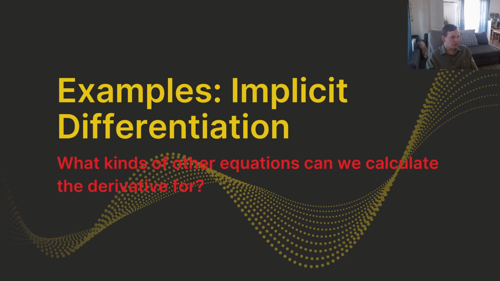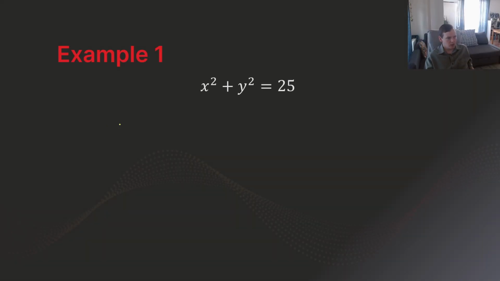We're going to work through a few examples of implicit differentiation to help show how it works. So first example, x squared plus y squared equals 25. And the example is asking us to find the derivative, find dy by dx. So I'm going to take the derivative of both sides. So d by dx of x squared plus y squared is equal to d by dx of 25.